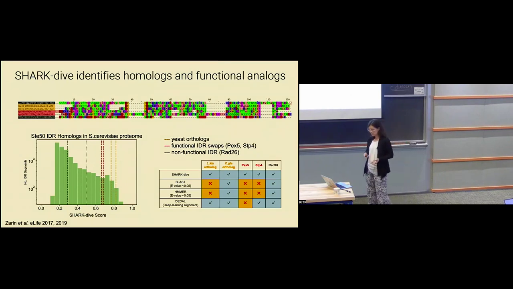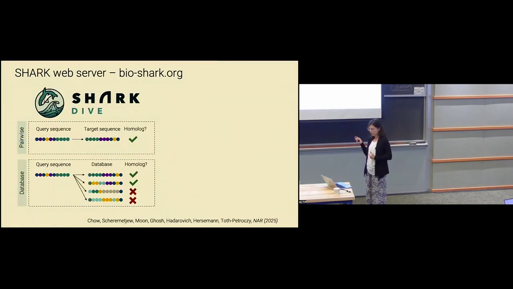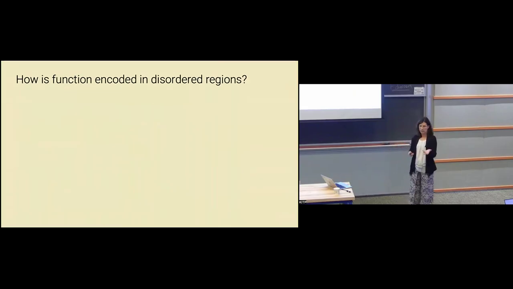And now we also have a web server that you can use to compute pairwise similarity comparison or search against the database. We have some pre-computed IDRomes of different organisms that you can search against. Okay, so now we have a list of IDRs. We think they are similar. But now the question arises, what is actually similar, and what is potentially the function of these IDRs?